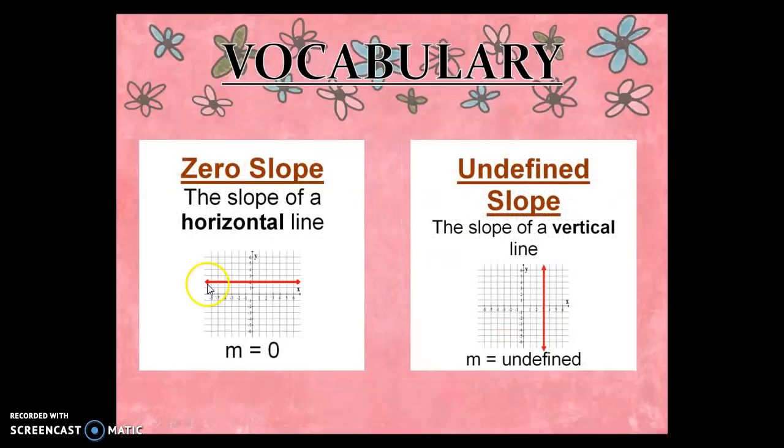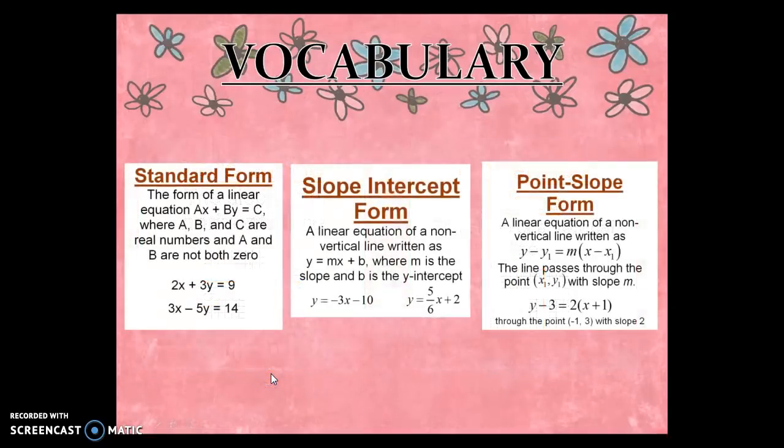Zero slope, okay? Zero slope is a flat line. The equation of this line would be y equals 2. Okay, undefined slope, straight up and down. This equation here will be x equals 3 because it crosses through at 3. So zero slope is y equals, undefined slope is x equals.